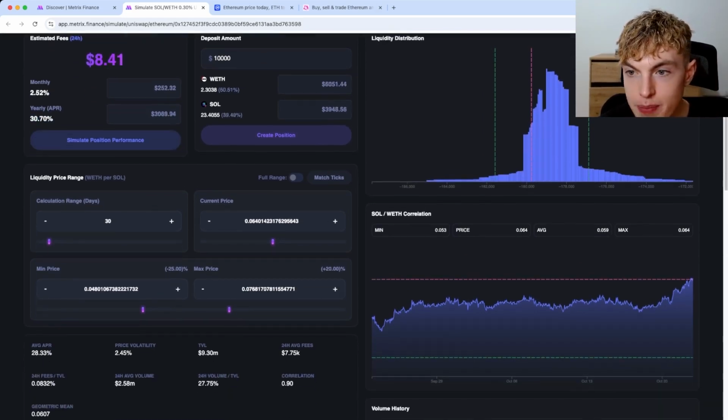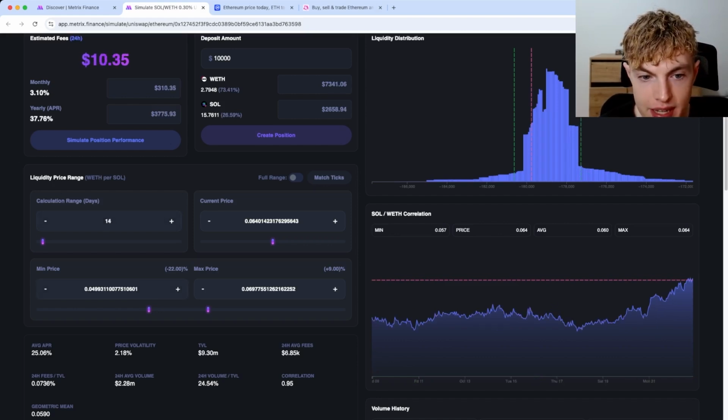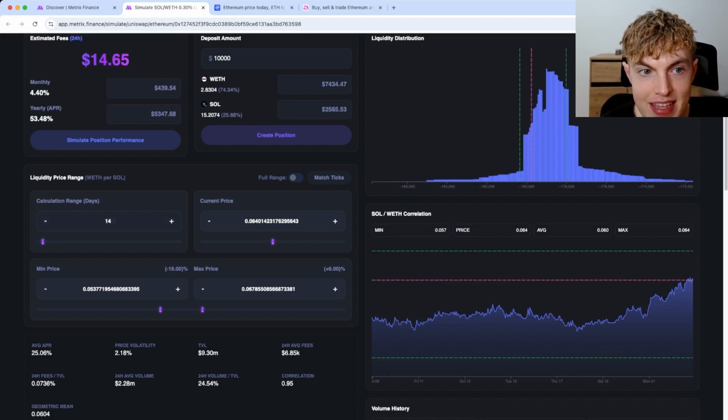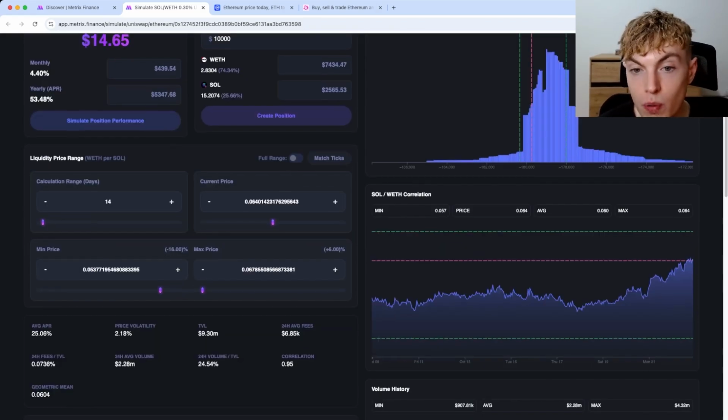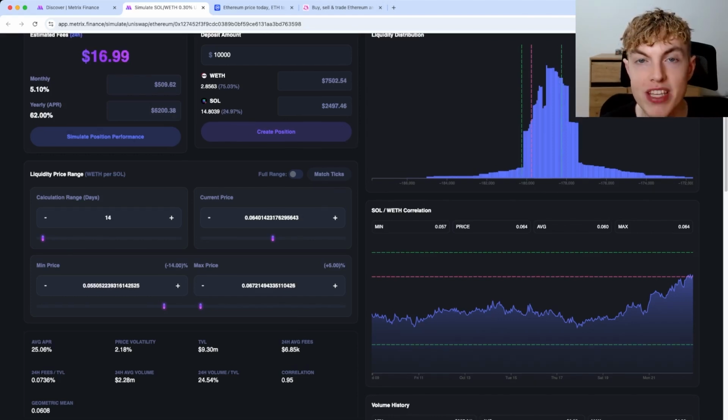So I'm going to go ahead and change the max price to about here, and I'm going to set this calculation range to about 14 days again. So let's change our min price and our max price. If we were to have it set like this, we'd be getting 53% APR. So that's great. And in this actual range right here, we'd be taking on about 74% wrapped Ethereum and 25% Sol. And if we go ahead and move up our min price, we take on more exposure to Sol and less exposure to wrapped Ethereum. And with this range right here, we'd be getting 62% yearly APR.